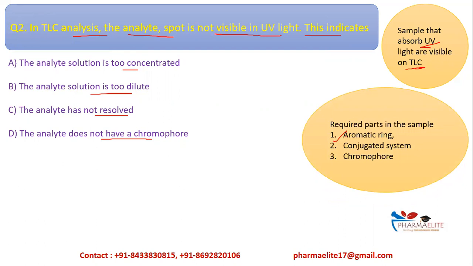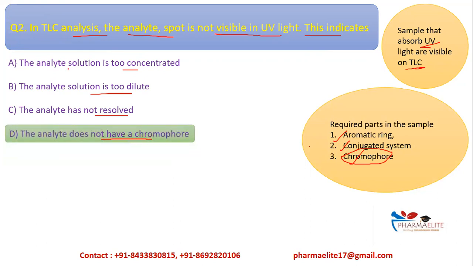It should have an aromatic ring. It should be a conjugated system, that is, it should have alternate single bonds and double bonds. And it should contain a chromophore. A chromophore is the absorbing group in a molecule which is responsible for absorbing UV light. Therefore, when these requirements are met, only then can a substance absorb UV light. Otherwise, it will not. So the correct answer here is that the analyte does not have a chromophore. Therefore, in TLC analysis, it cannot be visible.